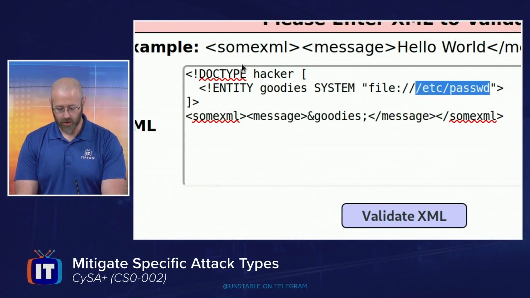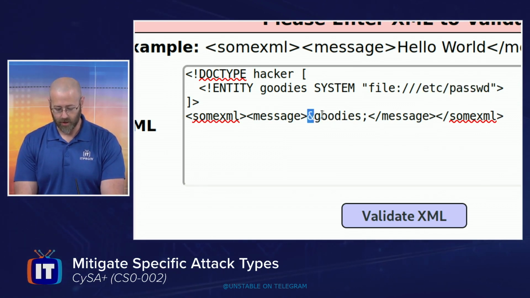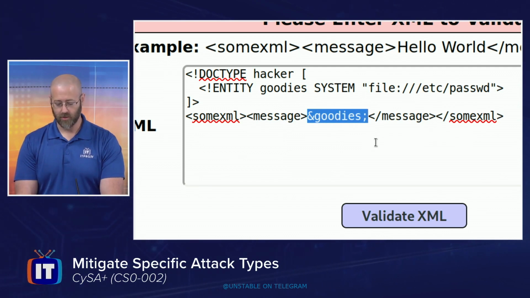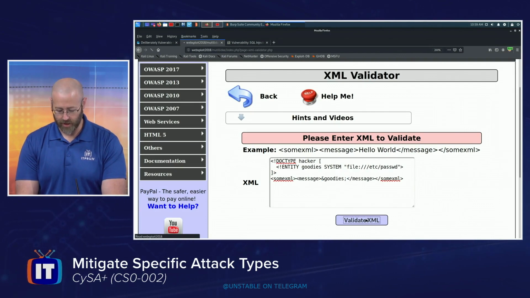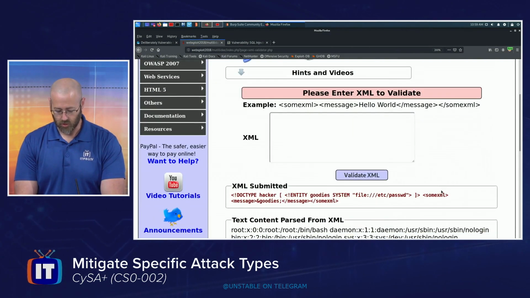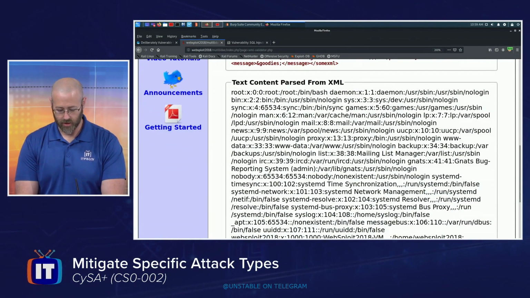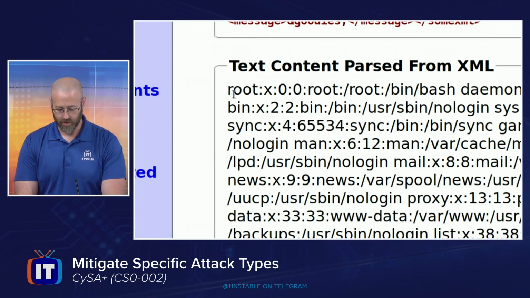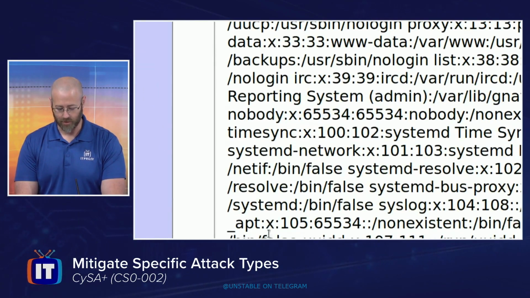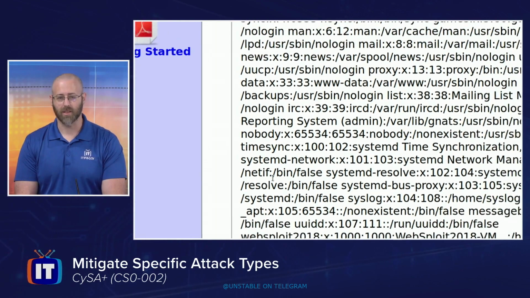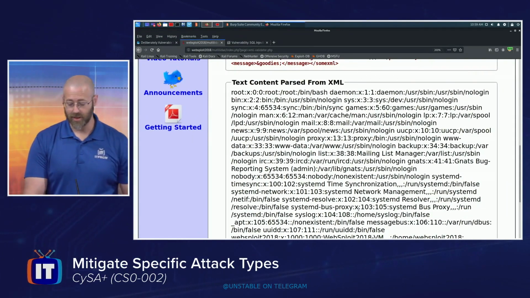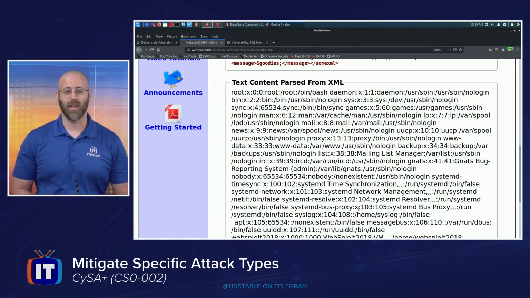Down here, I took this example code that it gives us, this hello world, and instead of hello world, I put this right here, which calls my own entity. If I click validate XML and scroll down, you will see that I am now reading the /etc/passwd file. I'm seeing all the entries for that system. That is an XML entity attack. That's typically what you'll see as an example for that.